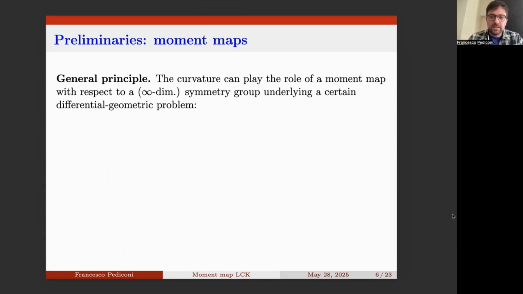So the idea now is, why should we care about these things also in non-symplectic geometry, in other settings? The point is that there's this general principle that whenever you're studying a differential geometric problem which has a well-defined symmetry group, then sometimes the curvature in some form appears as a moment map with respect to this symmetry group. And this allows us to simplify the problem and sometimes to get also some non-trivial solutions.